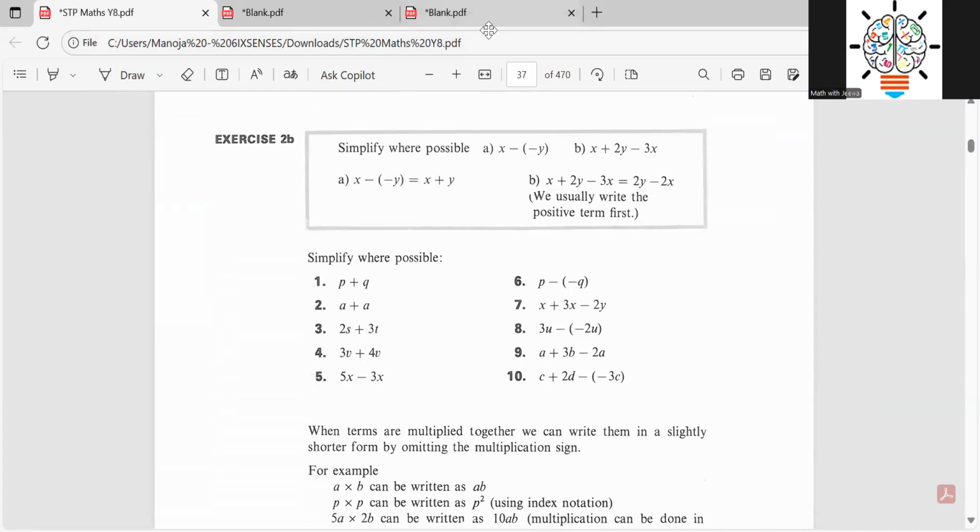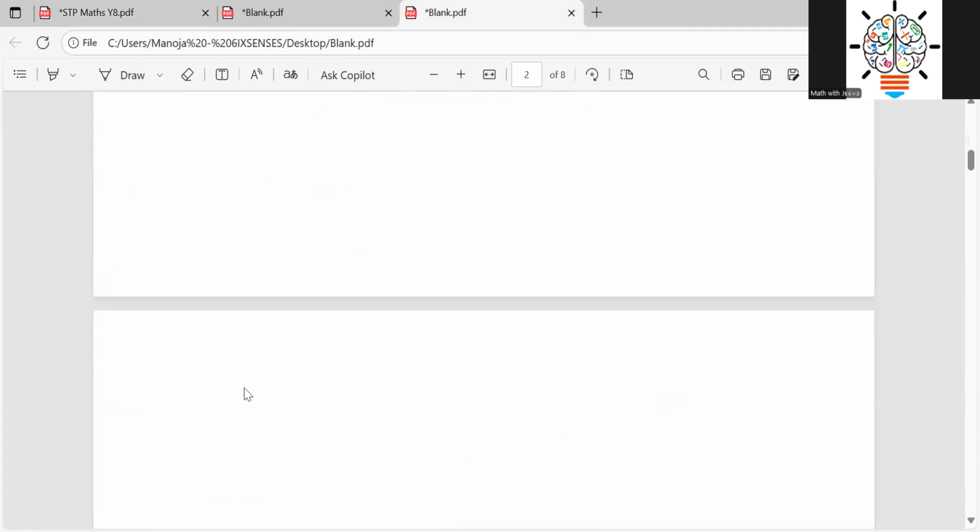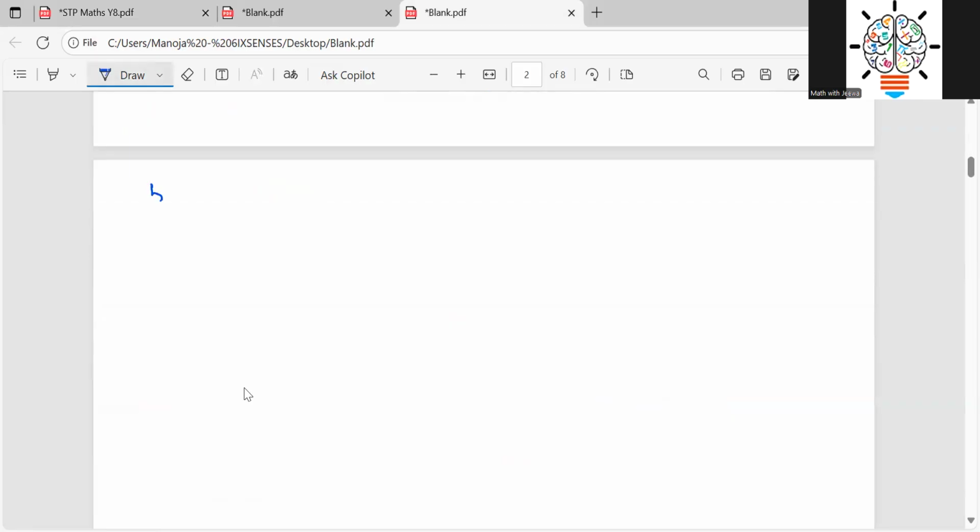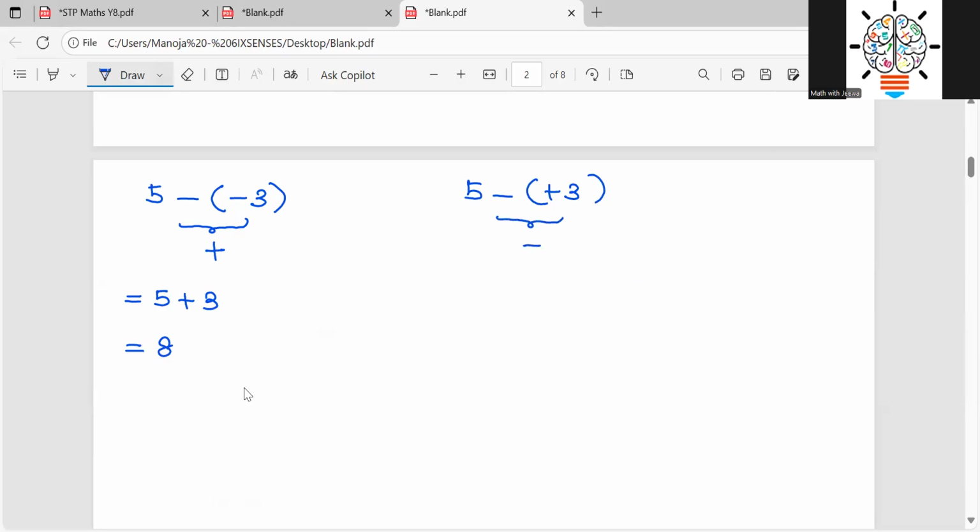Let's say you have something like this. I want to explain another example. Let's say you have 5 subtract negative 3. When you have two signs like this close together, you want to multiply. Negative times negative, you know it is positive, no? So you write 5 plus 3, it is 8. The same way, let's say you have 5 subtract positive 3, right? Negative times positive is negative. So here 5 subtract 3, it is 2.